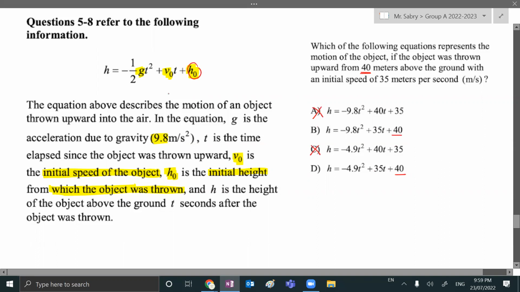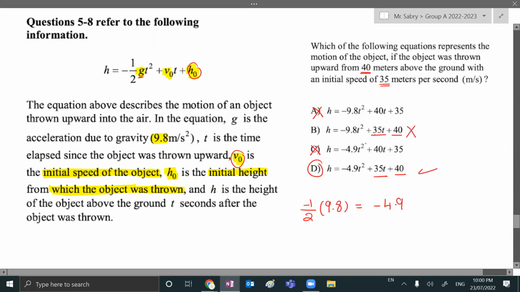Now let's check the one after that. It says that the initial speed was 35. And I know that the initial speed is V0. So I just put 35 instead of the V0, which then would give me this and this, both are correct. Finally, I'll just put the value of g, which is 9.8, and when I do negative half multiplied by 9.8, that should give me negative 4.9. So D must be the correct answer, but not B.